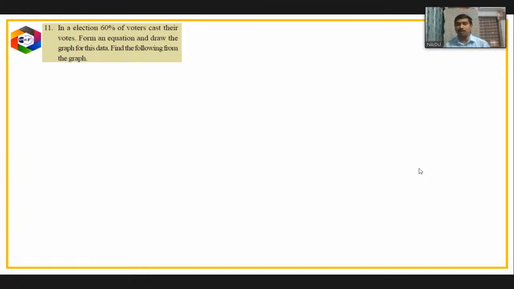So here the question is: in an election. Particularly from the 11th question, from this exercise, from 11 to 18, I think 8 questions are left in this exercise. From these questions only, they will usually give the 8 marks questions in the summative.